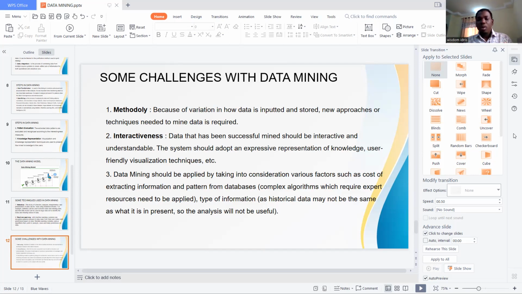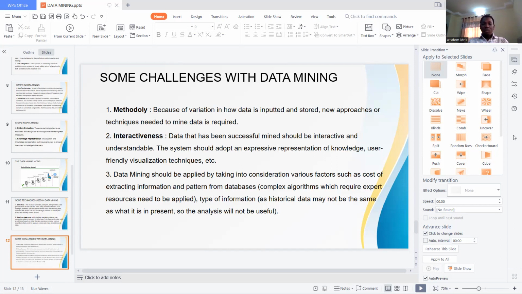Another thing to look at is the various factors such as the cost of extracting information and patterns from databases. At times it takes a lot of effort and a lot of money to extract information. Even getting information at times might be tedious. At times, complex algorithms require expert resources to be applied. To make use of some algorithms, you need an expert. Sometimes the gap in skill sets just comes into play.